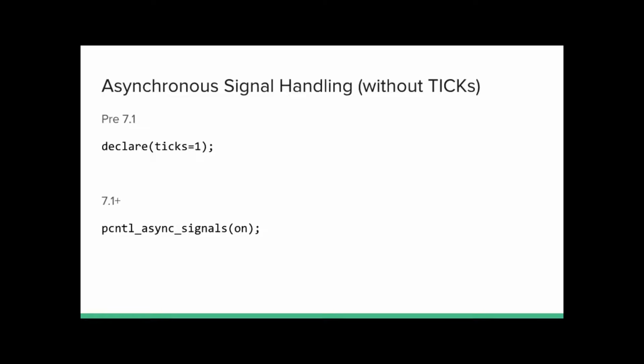Now in 7.1 and going forward, we have a new command, pcntl_async_signals, and you can set it to on or off. Now, there's also an INI setting, but I don't like the INI file, so I chose to do it this way. And you set that on because of changes that were made to the Zend engine. PHP now automatically checks for signals at every tick anyhow, so we don't have to tell it that. And because it's an engine level change, we don't pay a performance hit for that.